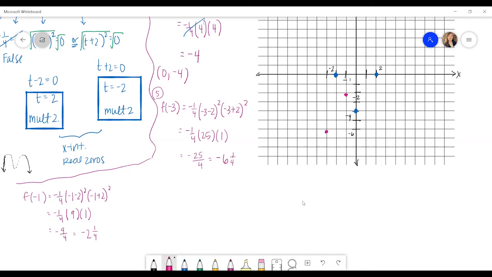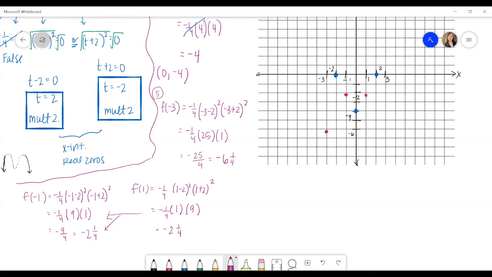We already have 0. I would do the counterpart on the other side. So let's plug in a 1 and let's plug in a 3, just for some symmetry here. So f of 1 is going to be -1/4. You have 1 minus 2 squared, and you have 1 plus 2 squared. So -1/4, 1 minus 2 is -1, right? If we square that, it's just 1. 1 plus 2 is 3, and if we square that, we get 9. And notice we get the same exact answer, right? So this is -2.25 also. So you have this mirroring on the other side.